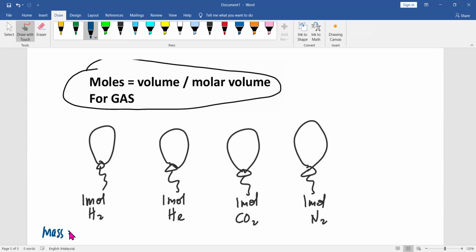The mass of 1 mole is the molar mass. Don't look so confused. Mass of 1 mole is molar mass. Okay?